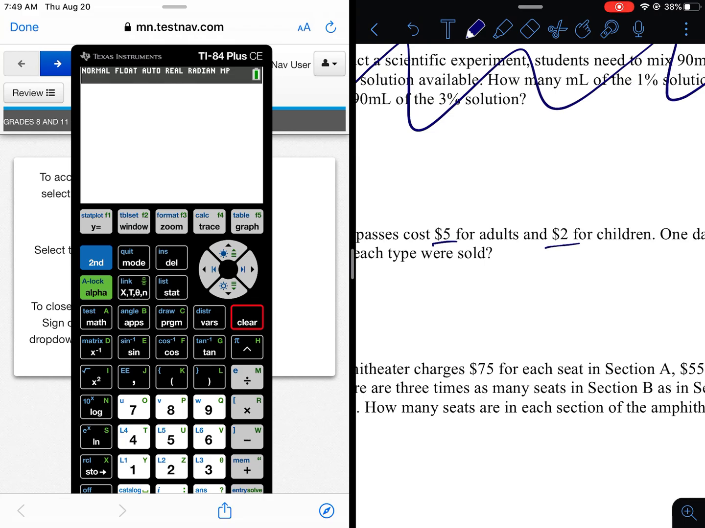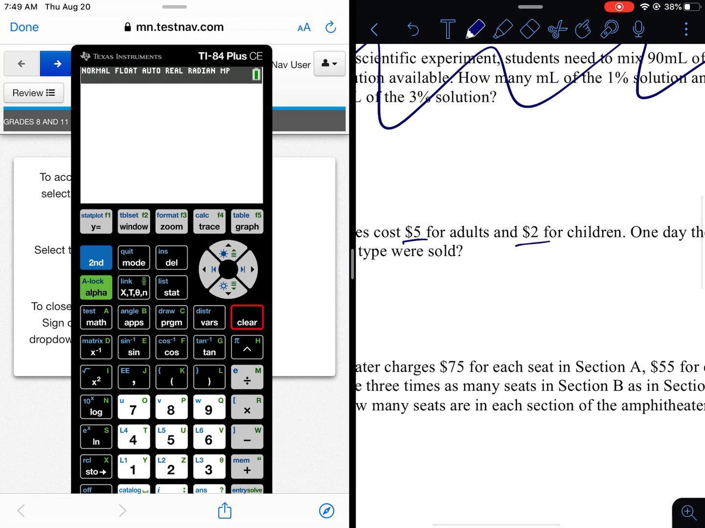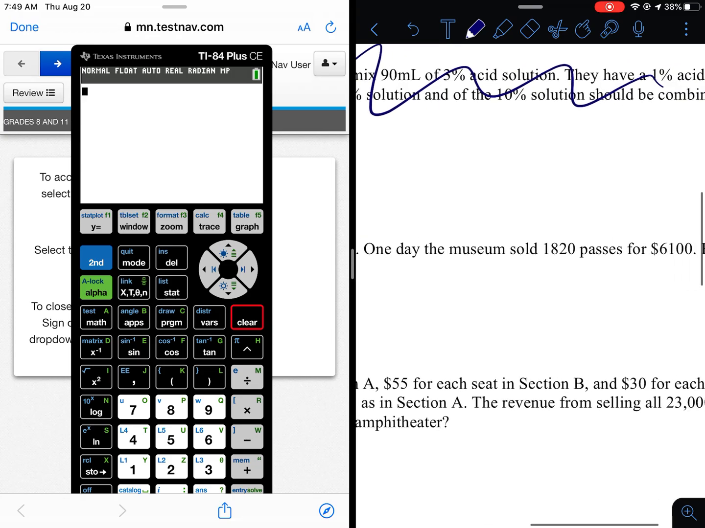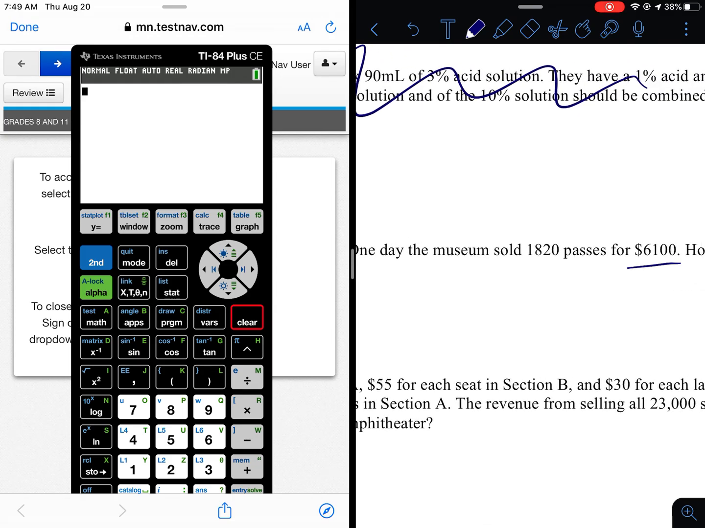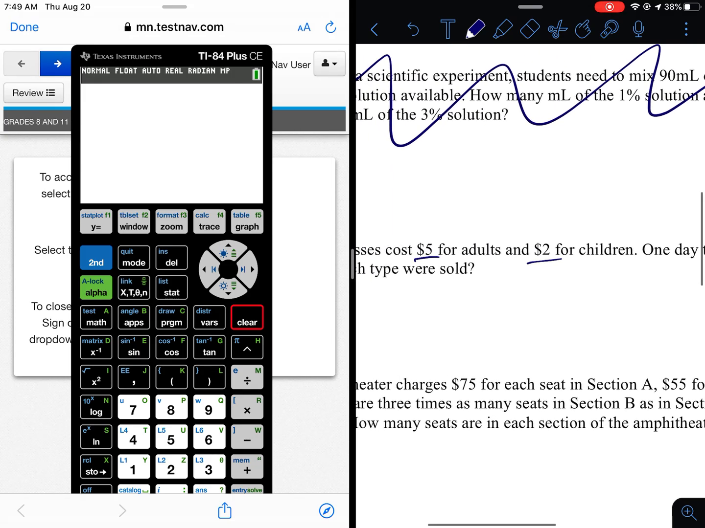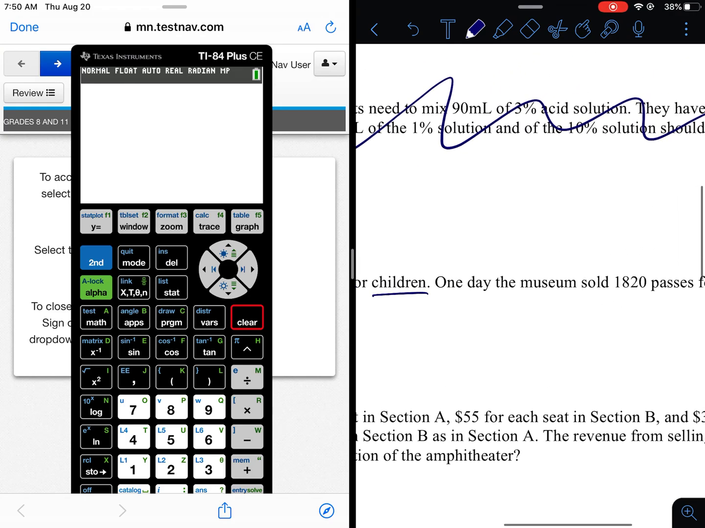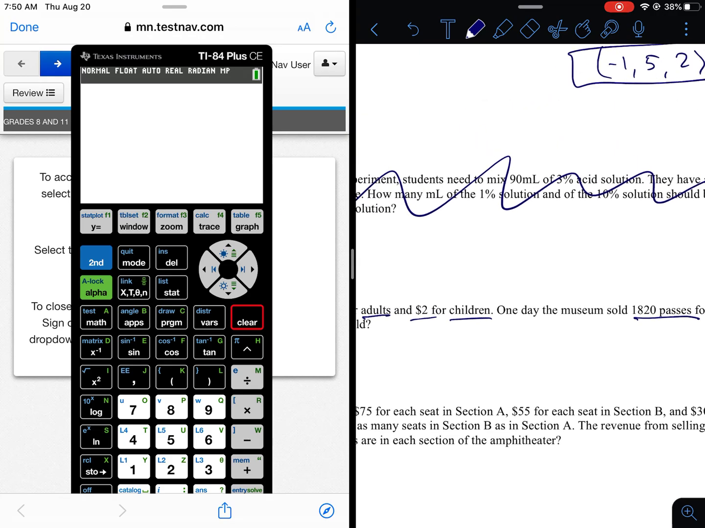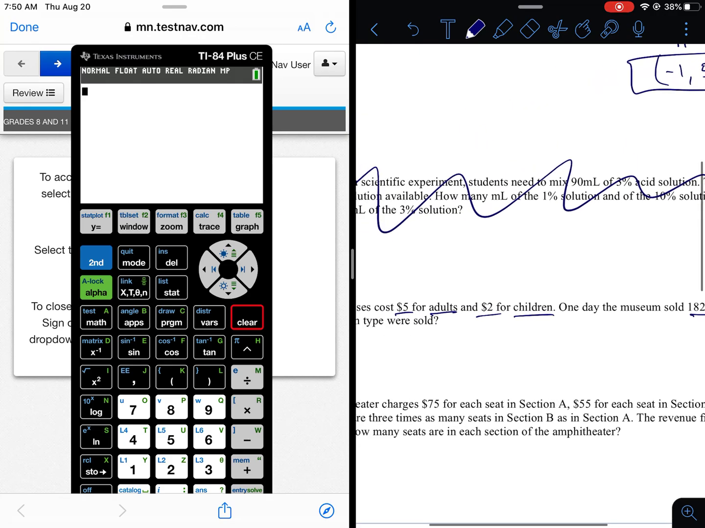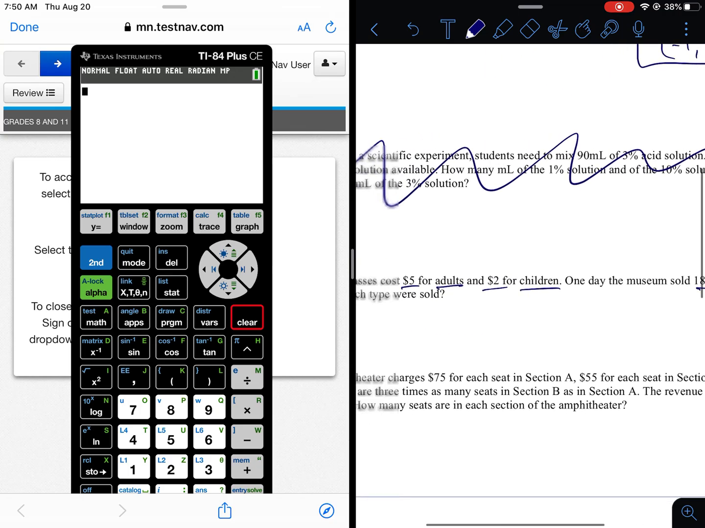One equation looks like it's going to be about the cost, money. I see money, and then over here I see money. But then I also see types of tickets, adults, children, and then a total of passes sold. So that's going to define your 2 equations. One set of data seems to be just all about money, $5 and $2 for a total of $6,100.